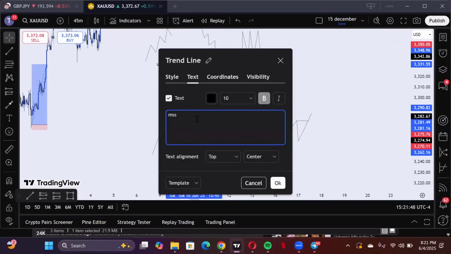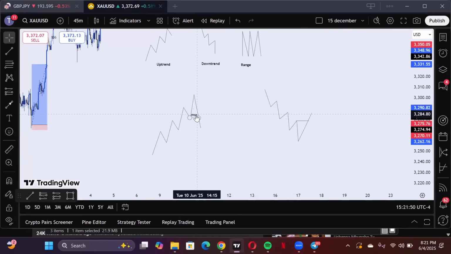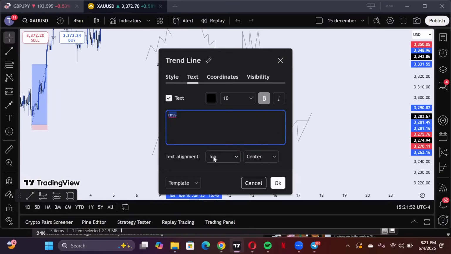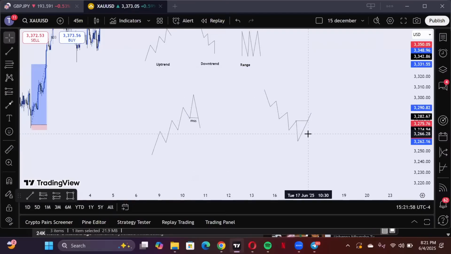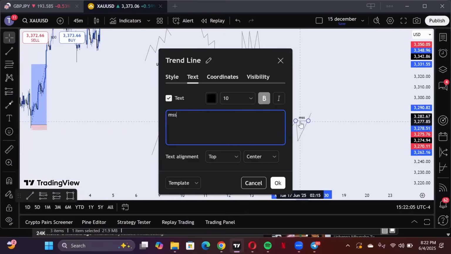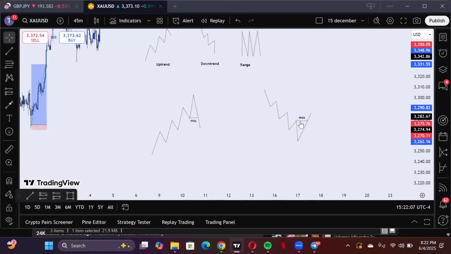So if you had a previous uptrend and the market structure shift occurs, it means that they are now preparing to take this trade to the downside. And if you had a previous downtrend and the market structure shift occurs, it means they're now looking to take this trade to the upside. So that is what market structure shift is used for. It's used for reversals. Are you guys following me up?